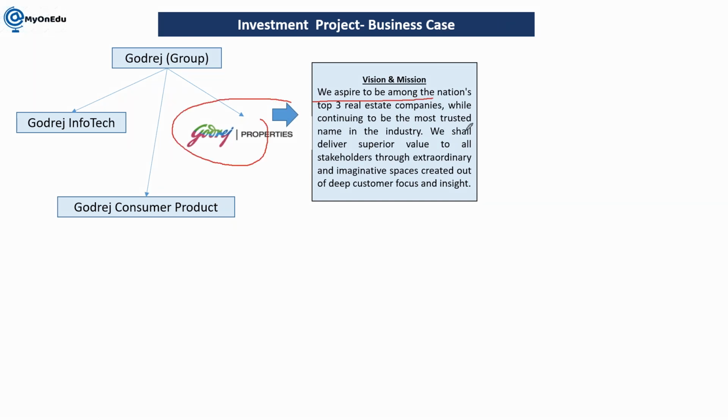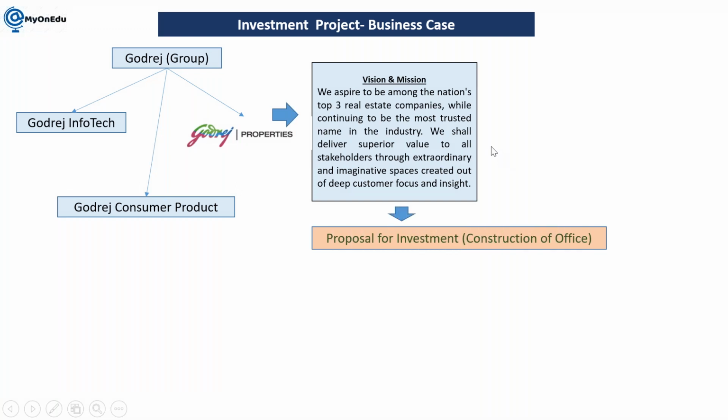Okay, we aspire to be among the nation's top three real estate companies while continuing to be the most trusted name in the industry. So we shall deliver superior value to all stakeholders through extraordinary and imaginative spaces created out of deep customer focus and insight. So this is their vision and mission. To achieve this vision and mission, we need some supporting objectives. Okay, so these objectives are nothing but do's and don'ts. This is just a list of the things which need to be done by all the management and all the organization people.